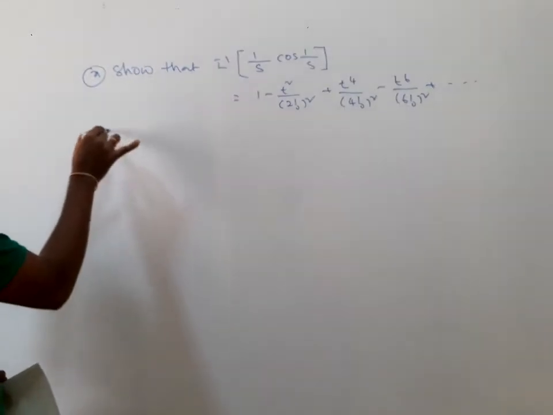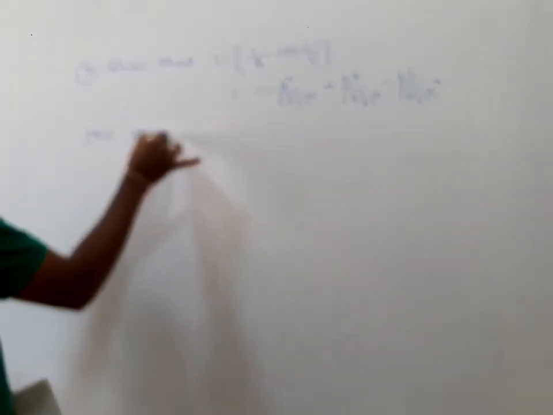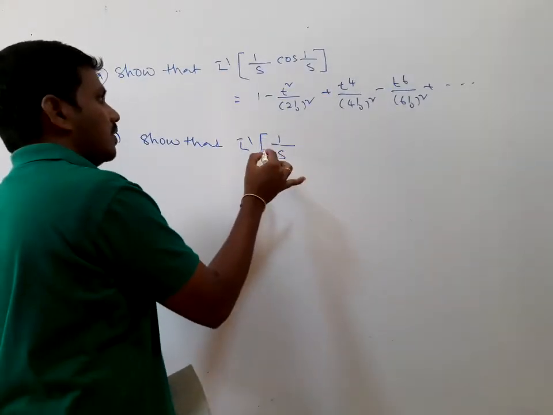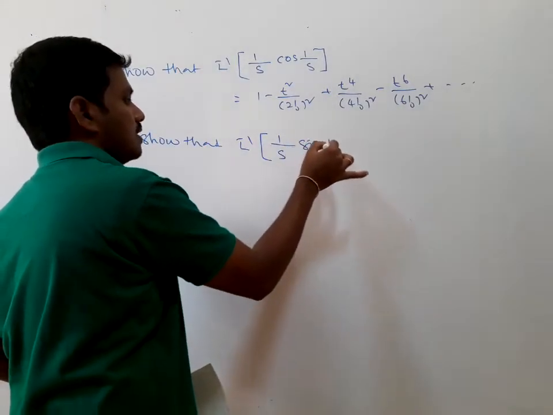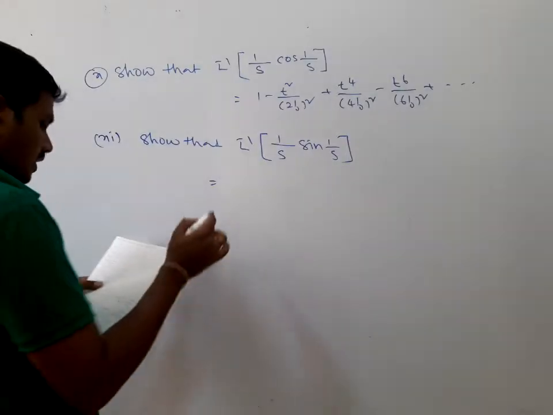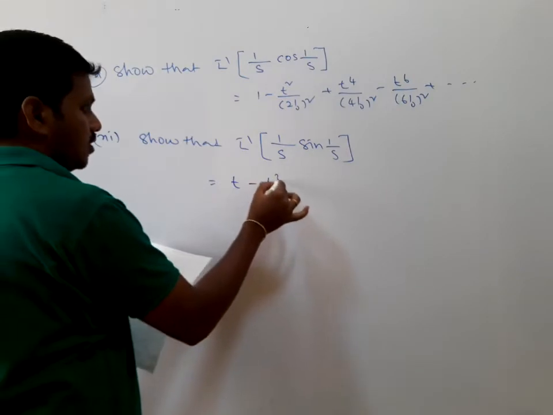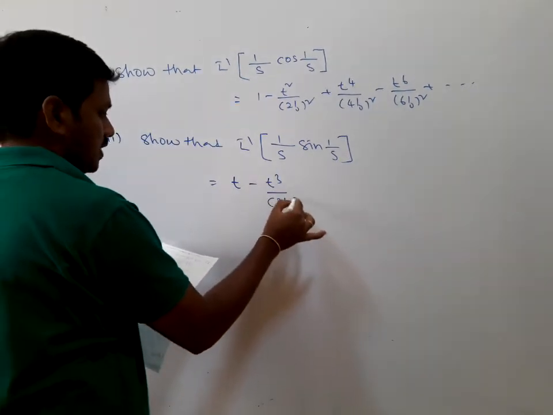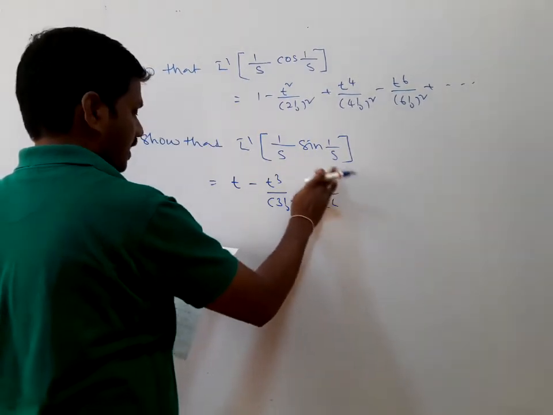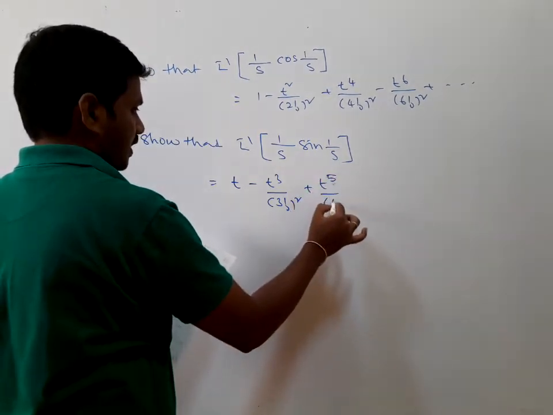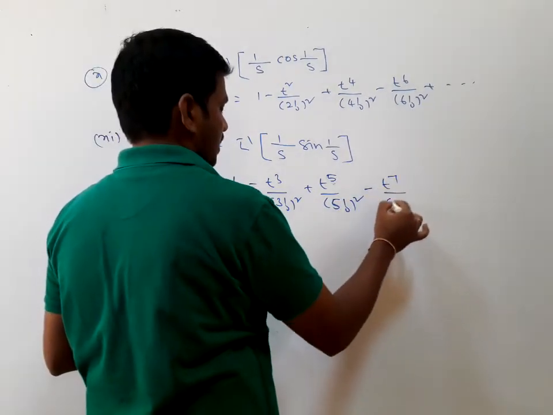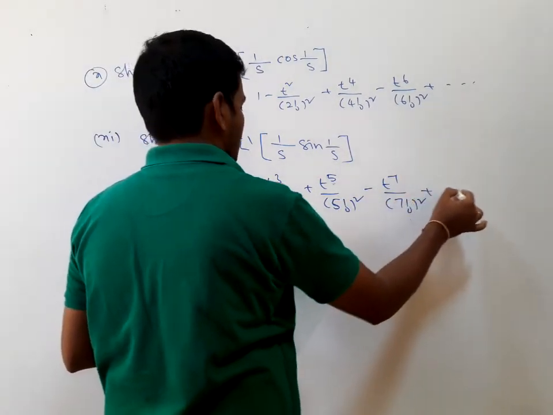Eleventh one, show that L inverse of cos, I take now the sin 1 by s, which is equal to t minus t cube divided by 3 factorial whole square plus t to the power of 5 divided by 5 factorial whole square minus t to the power of 7 divided by 7 factorial whole square plus so on. We will get odd powers.